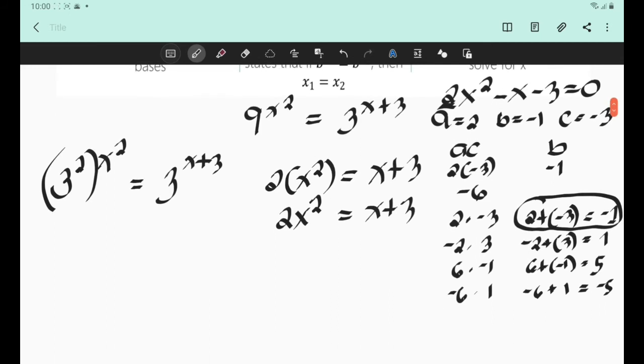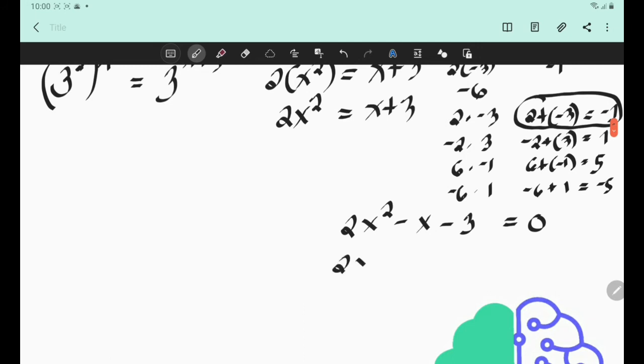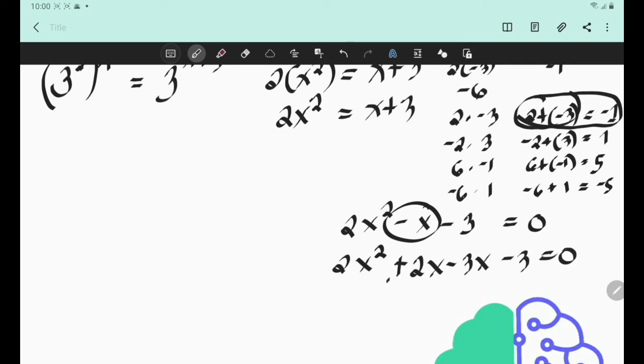So, i-rewrite muna natin yung ating quadratic trinomial. We have 2x squared minus x minus 3 is equal to 0. Now, we have 2x squared minus, so, itong nakuha nating factor, i-expand natin tong middle term. So, it will become plus, dahil positive 2 yon, so plus 2x, then dahil negative 3 yon, negative 3x minus 3 is equal to 0. So, kung mapapansin nyo, in-expand natin yung middle term.